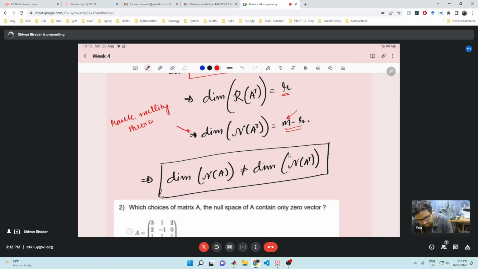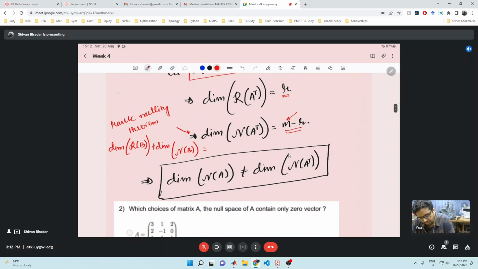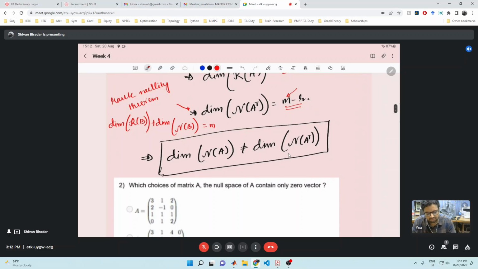So what is actually this rank nullity theorem? The dimension of range space of any matrix, say B, plus the dimension of null space of B is equal to the number of unknowns. Let us say that B belongs to R N cross M. Then the number of unknowns would be M. So this is the rank nullity theorem, and we are using it to get back to this result.